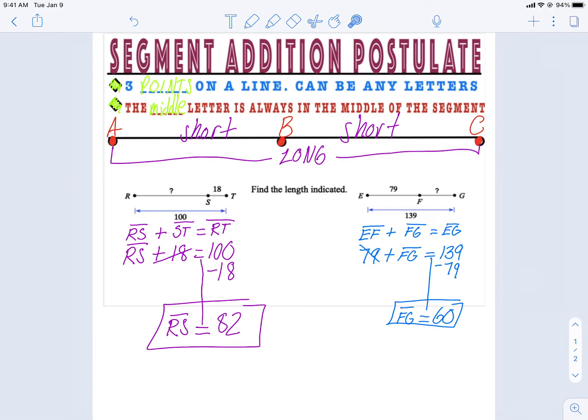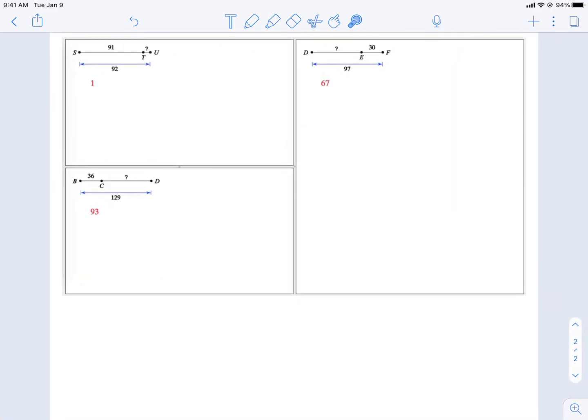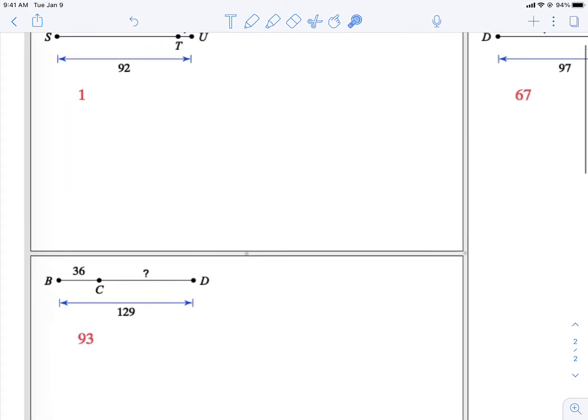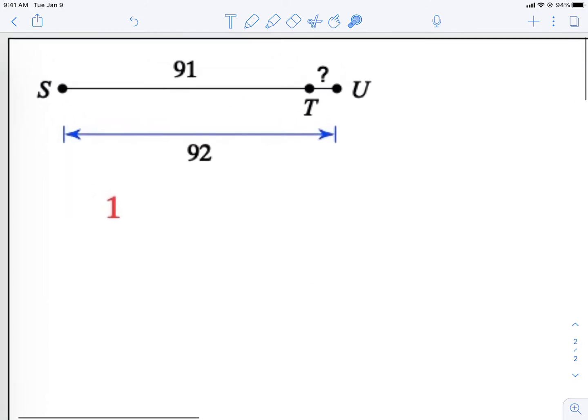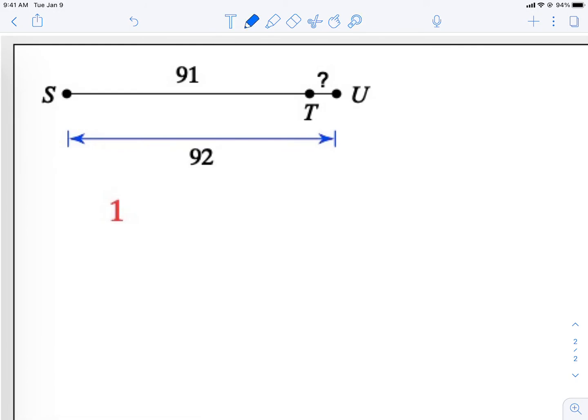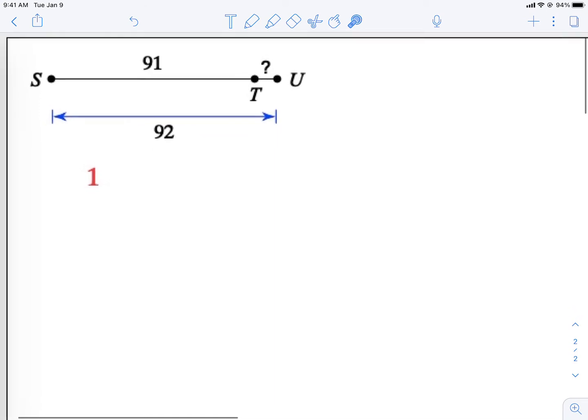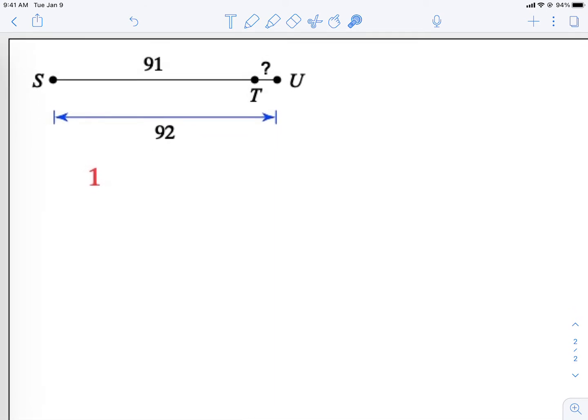So let's try a couple of examples that you're going to see in your worksheet here. Let's try this one. We have the answer here, right? We know it's going to be 1, but again, you will not receive credit if you don't show the work. So the first short segment goes from S to T. So we say segment ST, plus the second short segment goes from T to U, which we have no idea what it is.